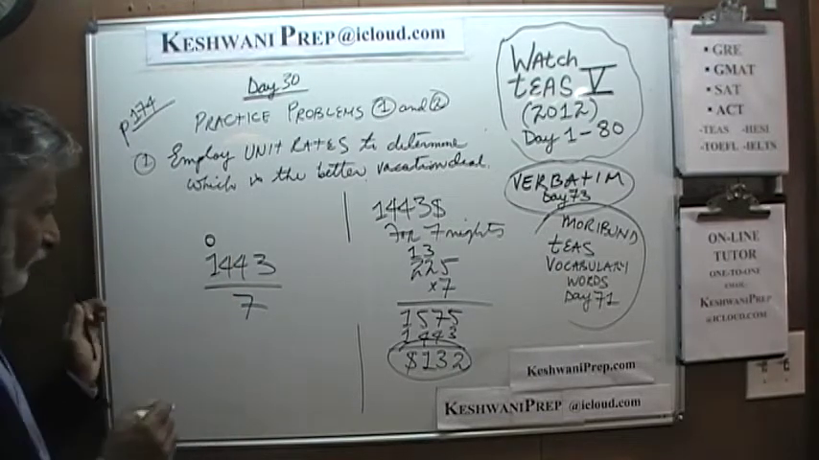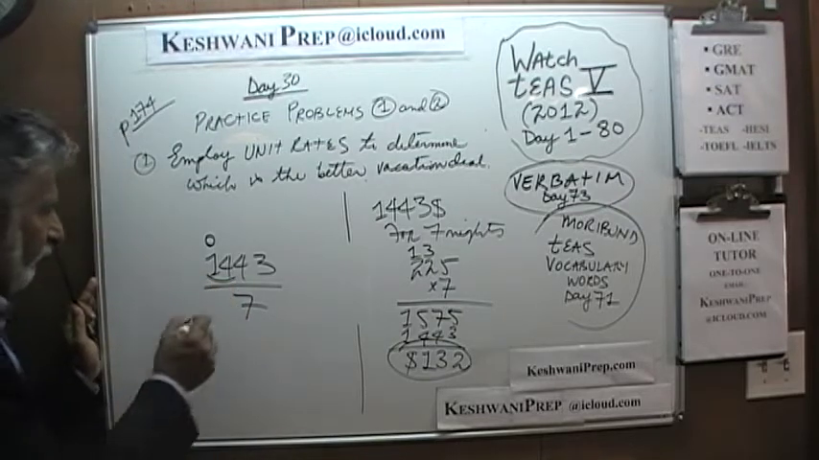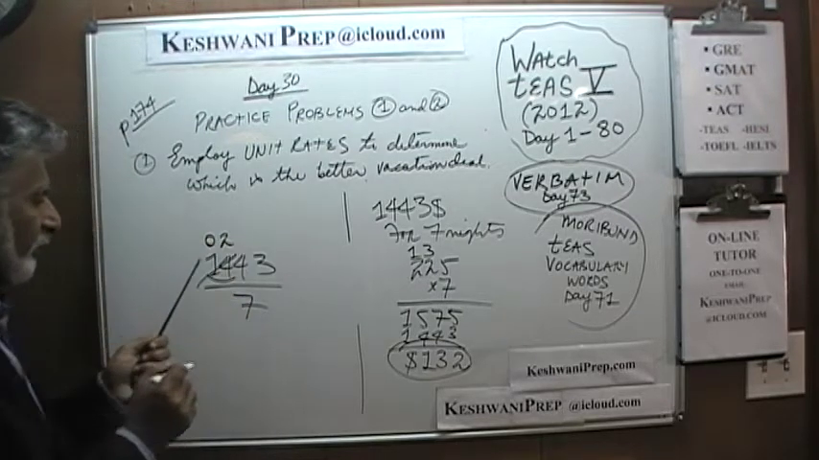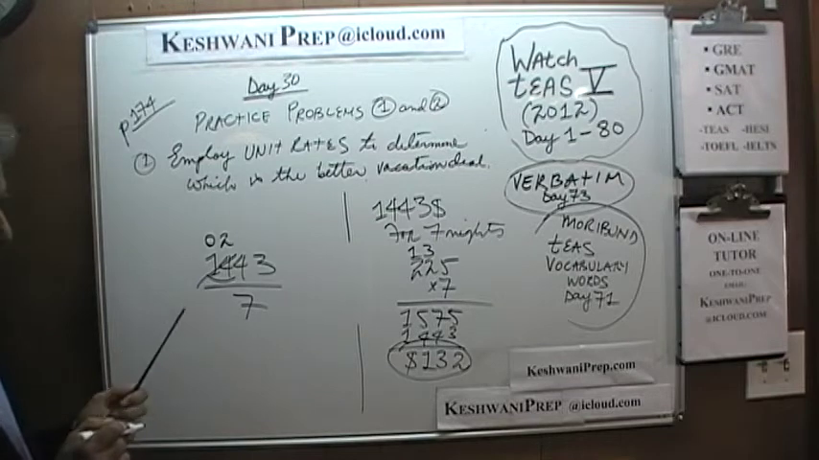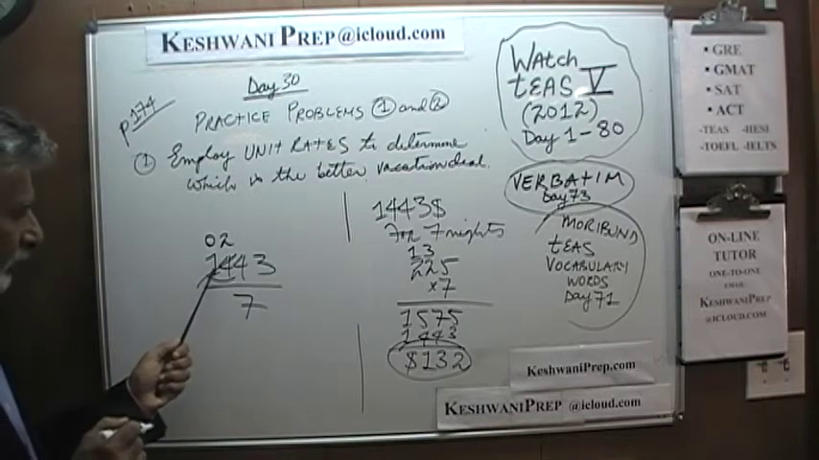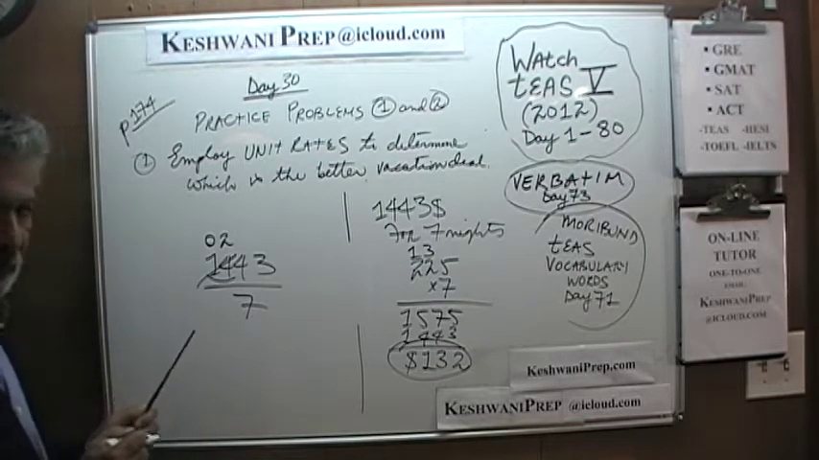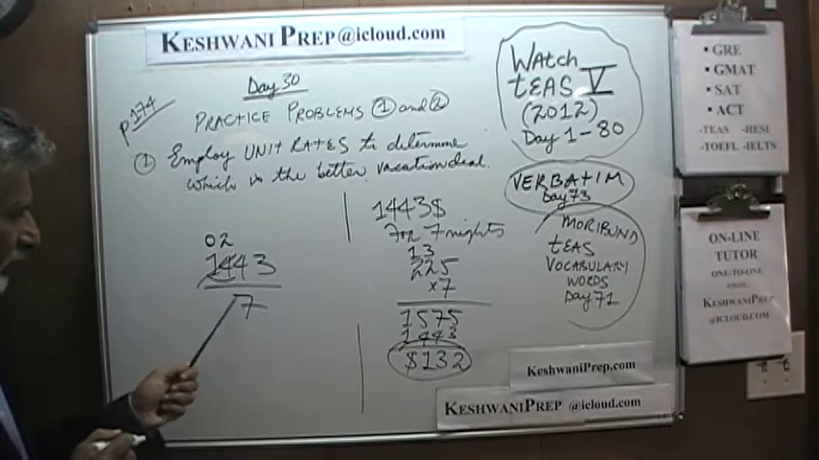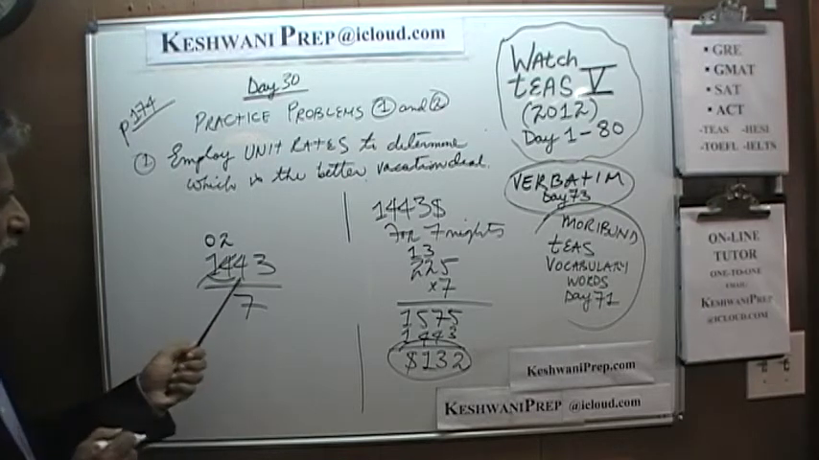1 goes and joins a 4 and becomes a 14. And 14 has 2 7s, which is why we're crossing out 1 and the 4 together, to show the fact that we're doing them together. 14. We're not dividing 1 by 7, we're not dividing 4 by 7, it's 14.